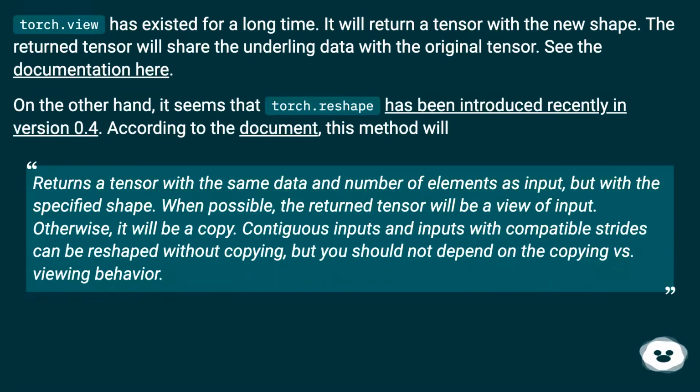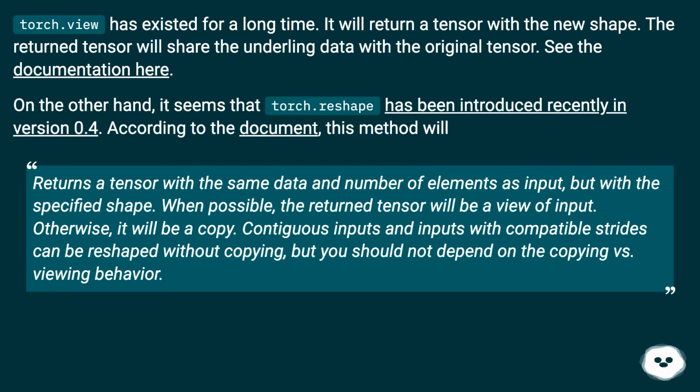torch.view has existed for a long time. It will return a tensor with a new shape. The returned tensor will share the underlying data with the original tensor. See the documentation here. On the other hand, it seems that torch.reshape has been introduced recently in version 0.4.